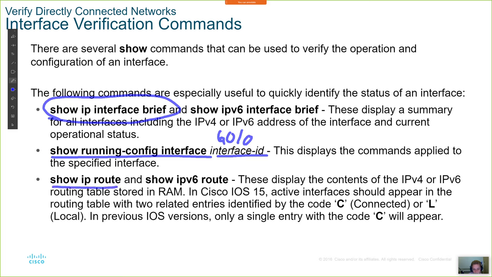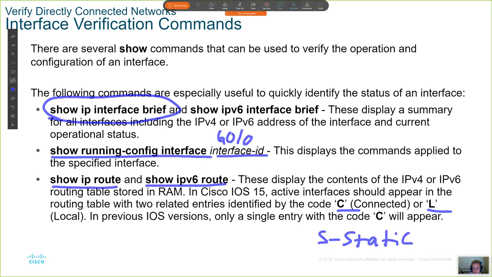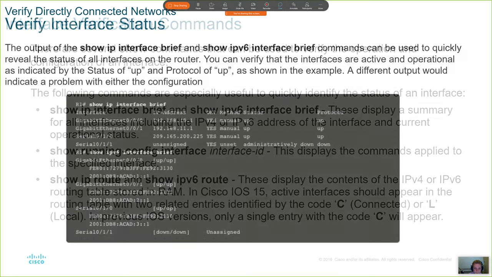Show IP route is going to be very important when we start talking about routing. We're going to talk a little bit about that towards the end of this class, and then in the third class, we'll talk a lot about routing. Or if we're talking about IPv6 routing, we can see that there. And we'll have a couple of different codes, C, L, S for static, and another one. But you'll get the codes when you run the show command at the very beginning of that.